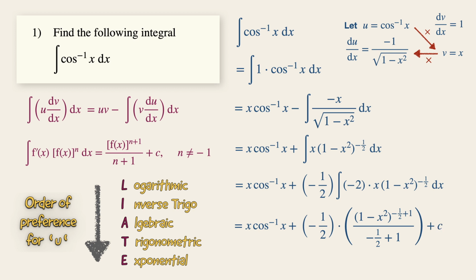Now to simplify this expression even further, we will then have x cosine inverse x minus 1 minus x squared to the power half plus c. And this will be the final answer when you integrate cosine inverse x with respect to x.